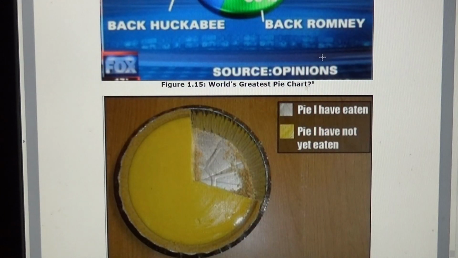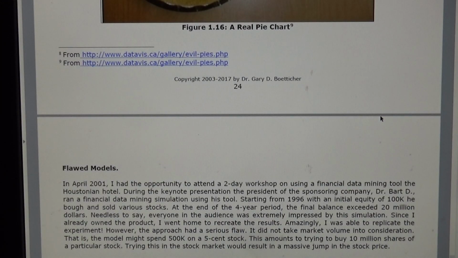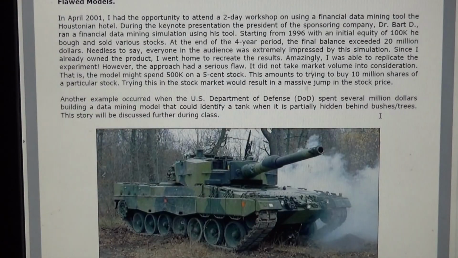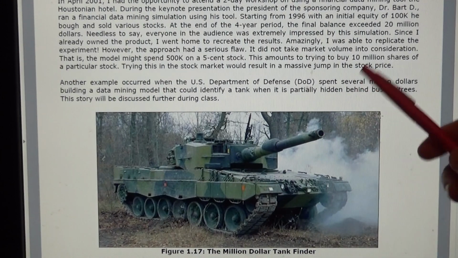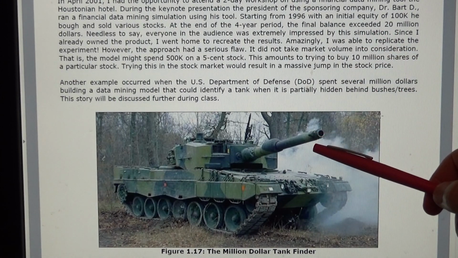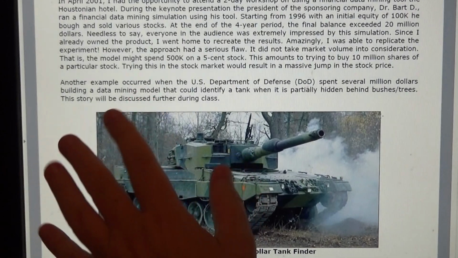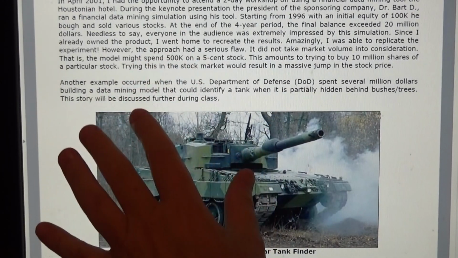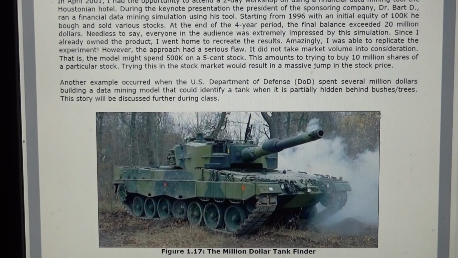Here's another pie chart, kind of an amusing joke. And then there's this example here, where the government spent money. The Department of Defense spent money on what's called finding tanks in photos, and they had like 10 photos with a nature background with a tank in the photo, and then there were 10 more photos with no tank in the photo, and they used machine learners to see whether it could find the tank or not, and the software worked fantastic in terms of finding the tank in a picture or not finding the tank in a picture.